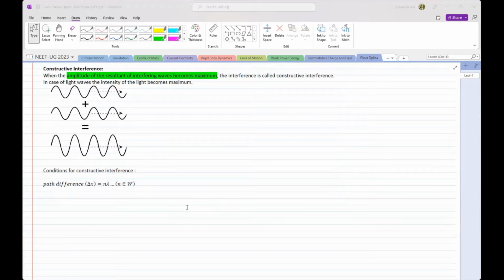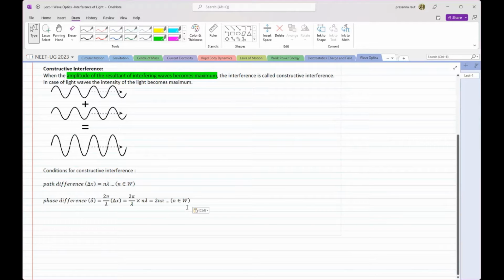And path difference and phase difference, they have a relation. So phase difference is equal to 2 pi upon lambda times path difference. Hence it is 2 pi upon lambda times n lambda. Hence it is 2n pi. So if you satisfy any one of these two conditions, then the other one is always satisfied, and you will get constructive interference.